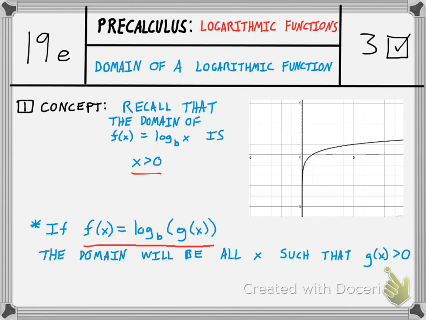All we need to remember in order to find the domain is that we have to find the values that make g of x a positive quantity. In other words, the thing that you're taking the log of has to be a positive number. Otherwise, the function won't work, and our domain has to include only those values.